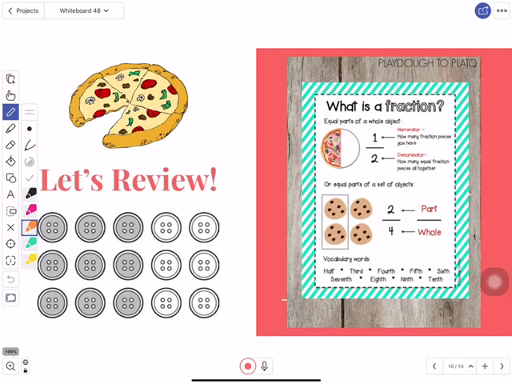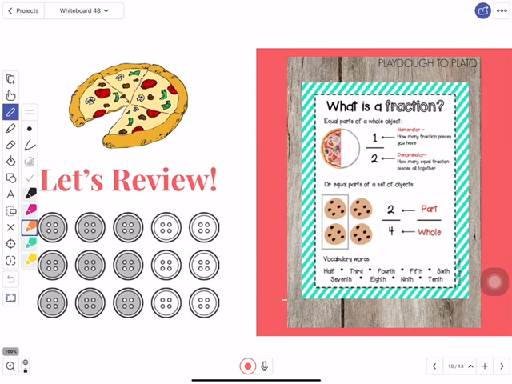Okay, let's just review what you learned. So what is a fraction? A fraction shows equal parts of a whole object or equal parts of a set of objects. So a lot of times when we think about fractions, we think about pizzas or pies and what part of the pizza or pie someone is eating.